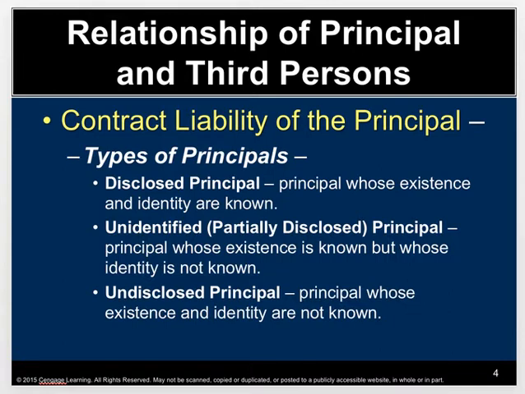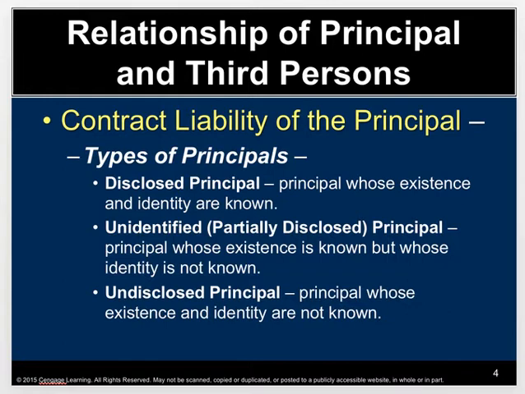A very common example of that would be a real estate transaction. So let's say I want to sell my house. I hire a real estate agent to sell the house on my behalf. And if you're the buyer and you're dealing with the agent, well, you know that the agent is actually acting on my behalf, and you'll know my identity. You'll know exactly who I am. So that would be an example of a disclosed principal.